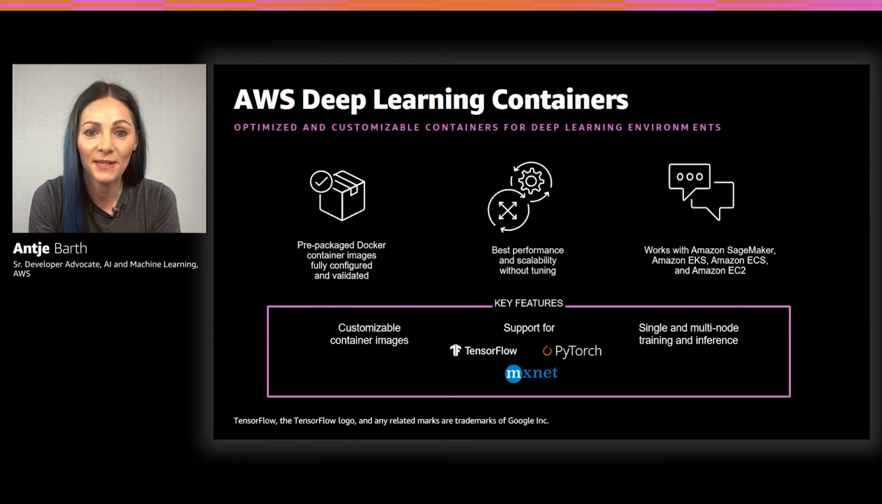Also, you don't have to develop the Docker containers all by yourself. AWS offers Deep Learning Containers, which are pre-packaged Docker containers, fully configured and validated, and already optimized for the best performance and scalability, so you don't have to tune them any further. They're supporting the major frameworks such as TensorFlow, PyTorch, and MXNet. You can run single and multi-node training as well as inference. And they're supported on Amazon SageMaker, on EKS, on ECS, and Amazon EC2.